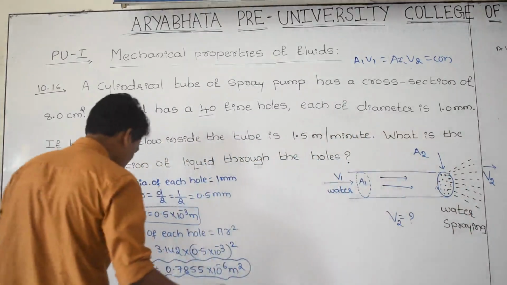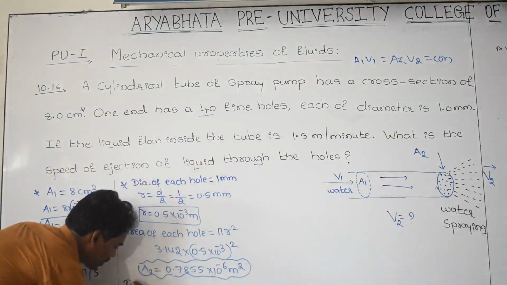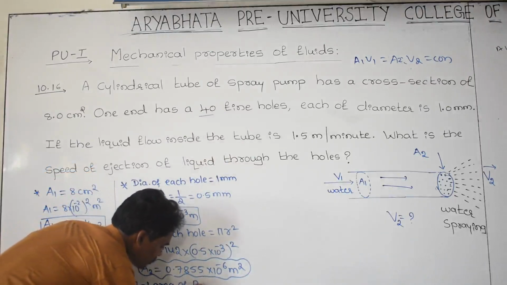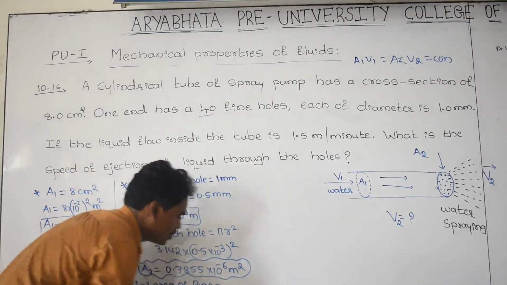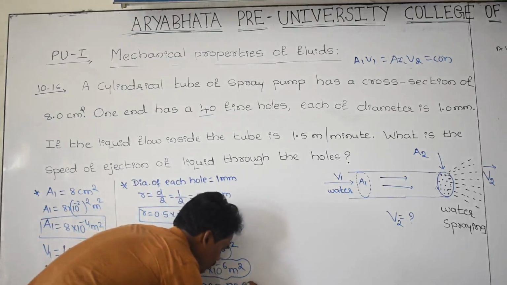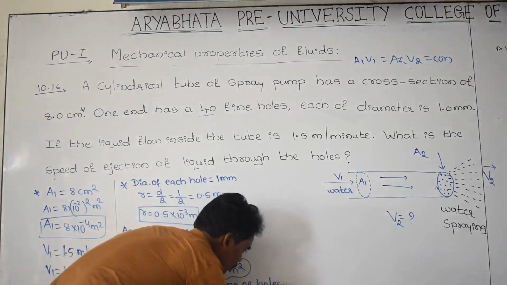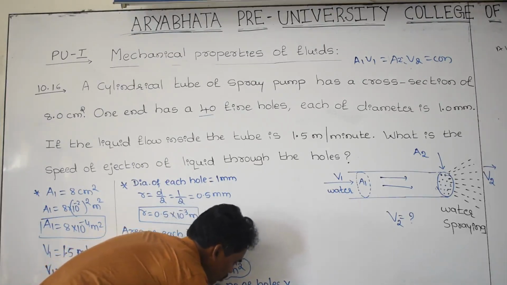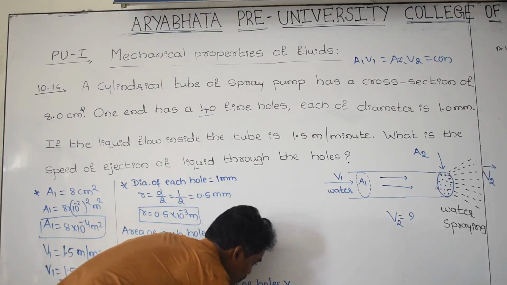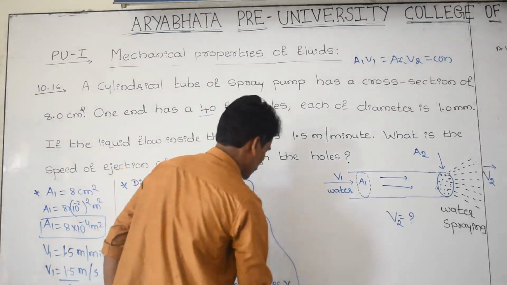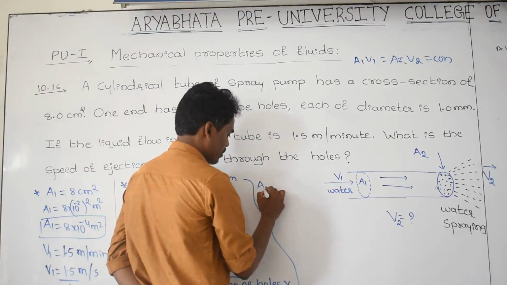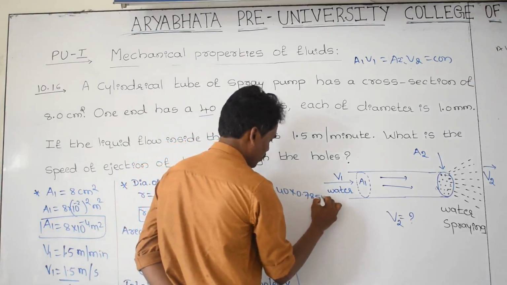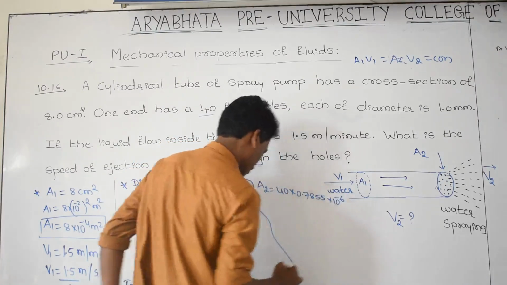Then total area of the cross section, total area of pipe, is equal to number of holes into area of each hole. Therefore, A2 is equal to 40 into 0.7855 into 10 to the power of minus 6.